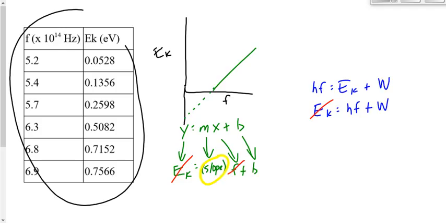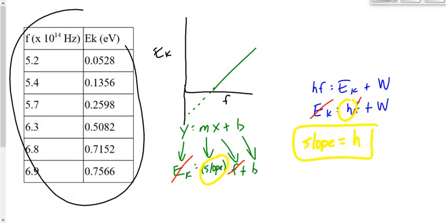Slope is equal to what? Sorry, I should have crossed off this F. Slope is equal to what? H. The slope was attached to F. H is attached to F. The slope is equal to Planck's constant.